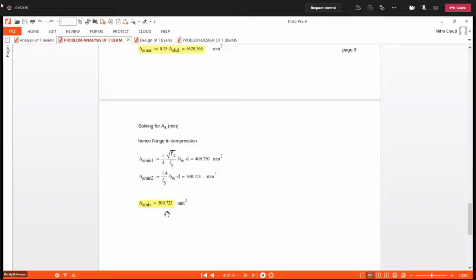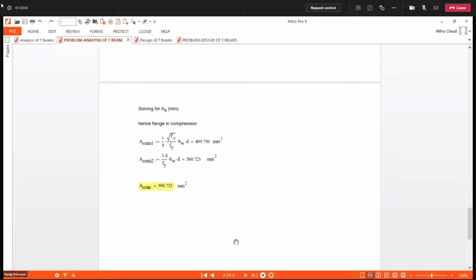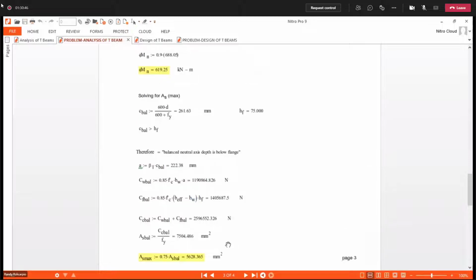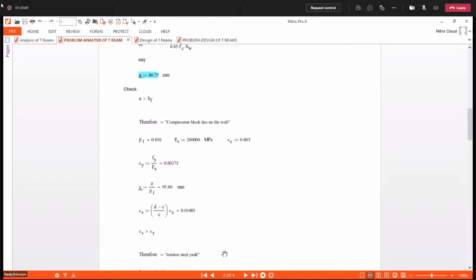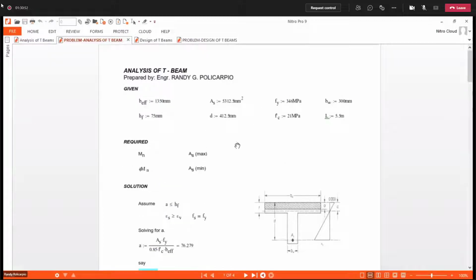So AS minimum is 500.72. Sa new code, ito pa rin, no? Yung pagkuha natin ng AS minimum, no? Ganito pa rin yung pagkuha natin sa bagong code. Okay? So I think yun yung solution ng problem natin. Kapag analysis yan, so we simply follow the procedure given dun sa ating lecture, no? Doon sa ating copy ng lecture natin, we just follow the procedure, no?